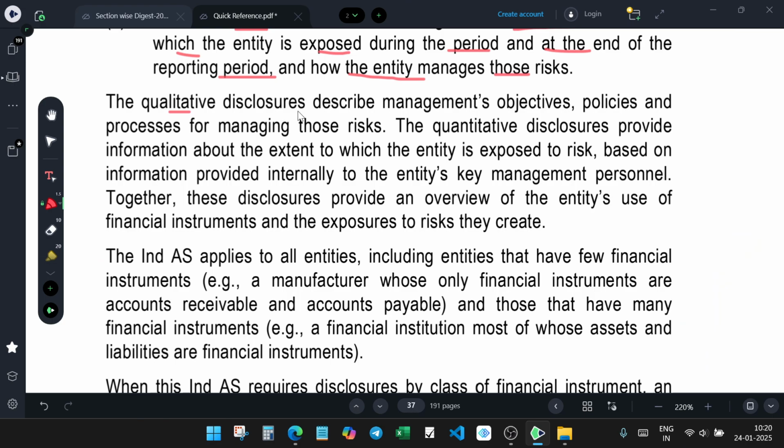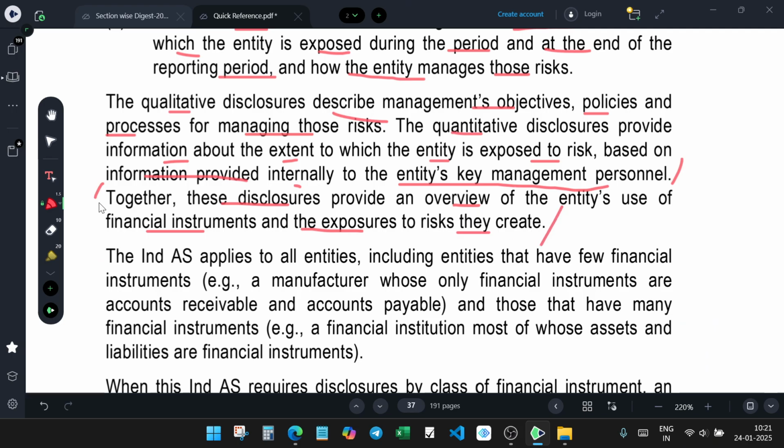The qualitative disclosure describes the management's objectives, policies and processes for managing the risk. And the quantitative disclosure provides information about the extent to which the entity is exposed to risk, based on information provided internally to the entity's key management personnel. So based upon the internal activity, it shows how management is managing risk through its objectives, policies and processes. Together, the disclosures provide an overview of the entity's use of financial instruments and the exposure to risk they create.